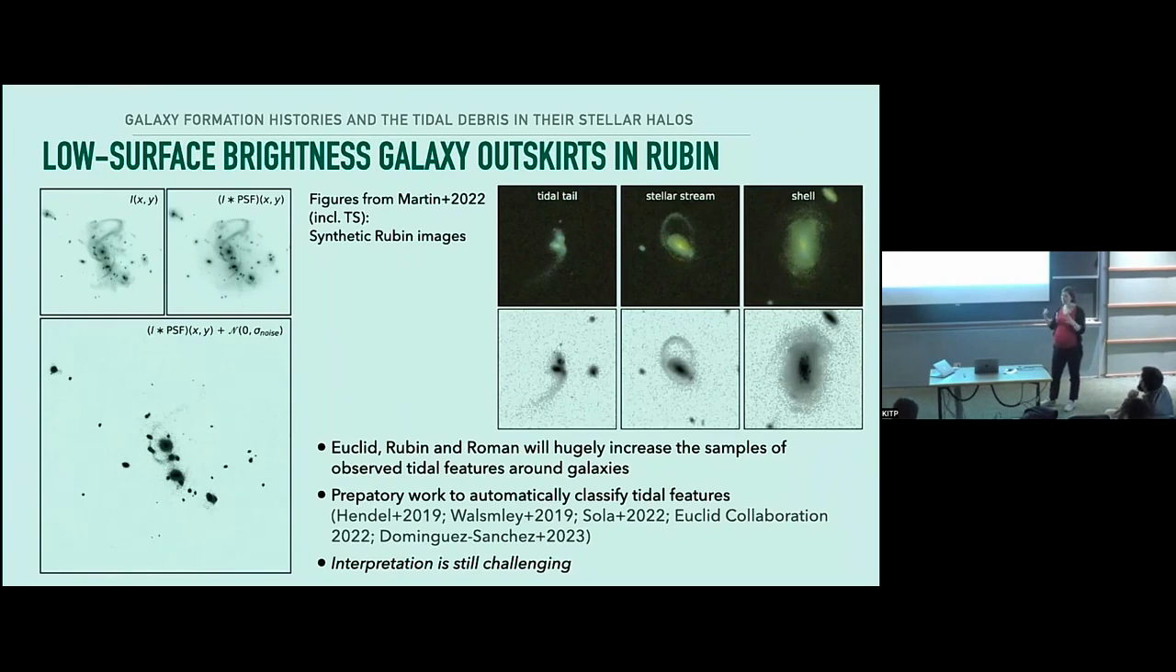What you can already see in the literature is people call it different things, whether it's a plume or a tail or a stream or whatever. It's sometimes really hard to tell. There's no good definition. And the question is how we're going to interpret that on a very large scale.